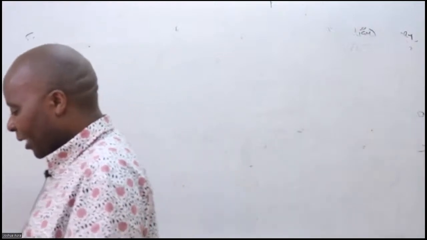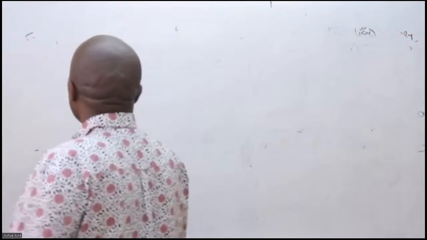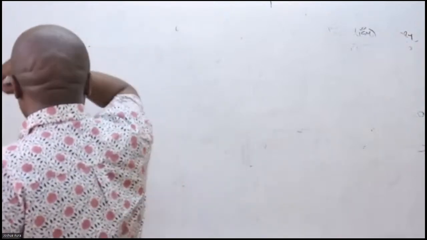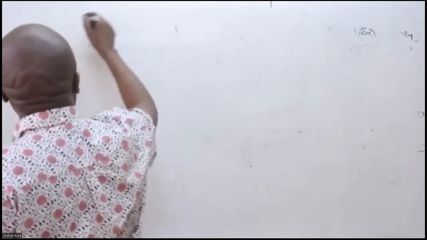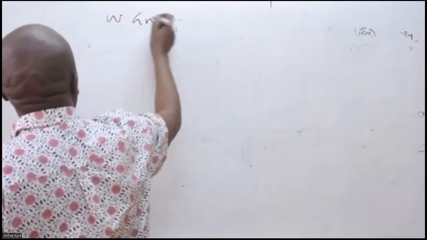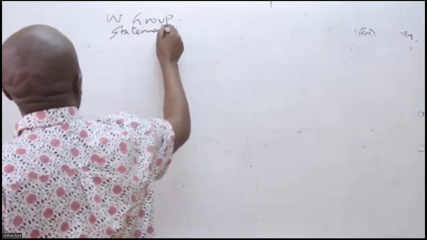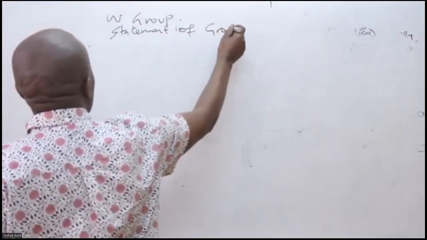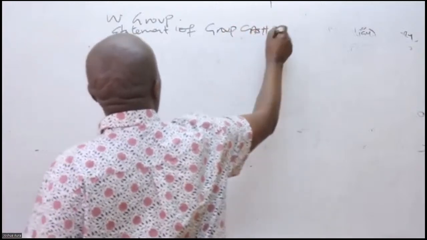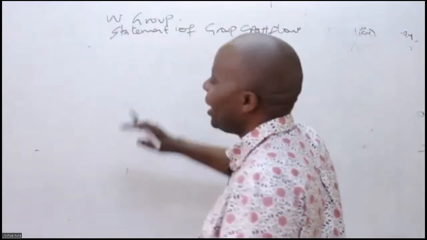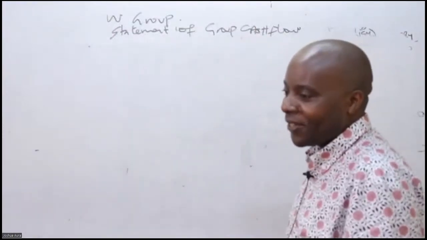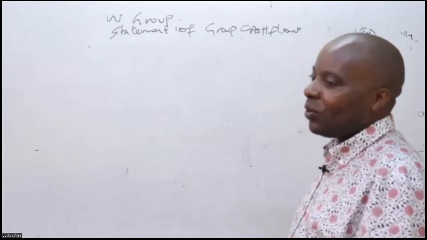So then what we shall do, we shall come straight away because they have told us to do Excel. I shall come straight away here and write for them the name of this company. They have given us the name of the company. It is W Group. Statement of group cash flows. And then you bolden it nicely, like that.